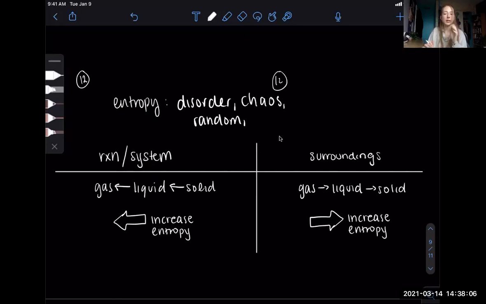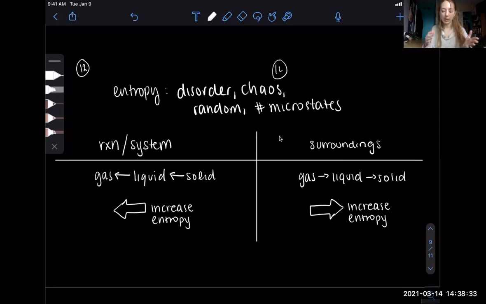Maybe in terms of, without saying the word, availability of positions, maybe. It's another word for positions. Microstates, yes. So yeah, number of microstates. Good. Okay. So basically, what I wrote down here was how to look at, which you guys got for the most part, entropy increasing in the system, in the reaction, and then how that influences the entropy of the surroundings.